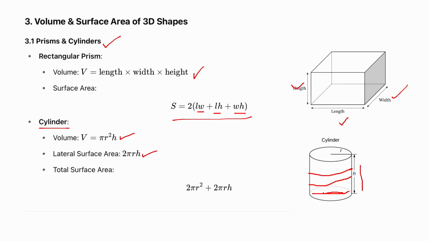But the total surface area also includes circular ends from this side and the bottom side, both circular ends. So the total surface area comes out to be 2 times pi r square plus 2 pi r h. So be very careful whether they are asking for lateral surface area or total surface area. If they ask for total surface area, you have to find the sum of lateral surface area and the area of the top and bottom bases.